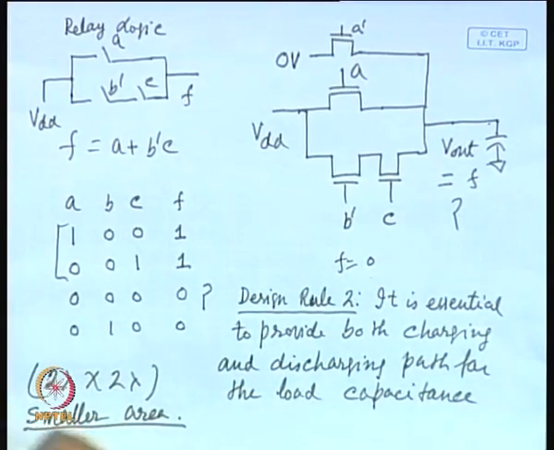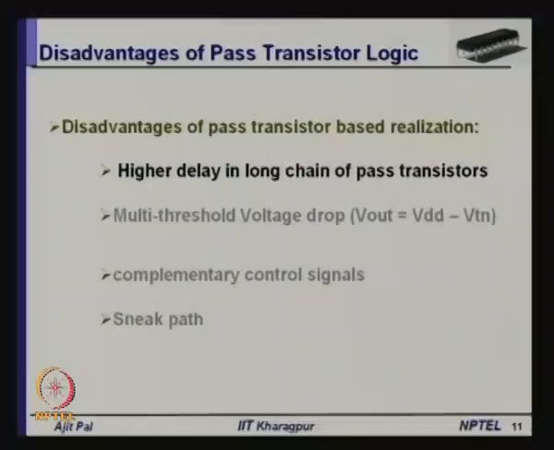So, these are the advantages, and obviously, you will be tempted to realize digital circuits or Boolean functions by using fast transistor logic. But before we venture to do that, let us have a look at the disadvantages. First disadvantage is higher delay in long chain of fast transistors. This is the first disadvantage.